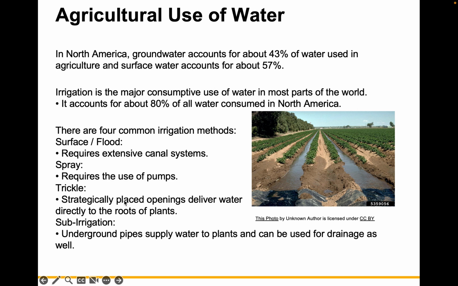Trickle irrigation is strategically placed openings that deliver water directly to the roots of plants. So if you've ever heard of drip irrigation, it's kind of like a garden hose with holes poked in it. So it just trickles water down by the roots of plants. So it's also another one that reduces loss to evaporation. And sub-irrigation. Underground pipes supply water to plants and can also be used for drainage as well.